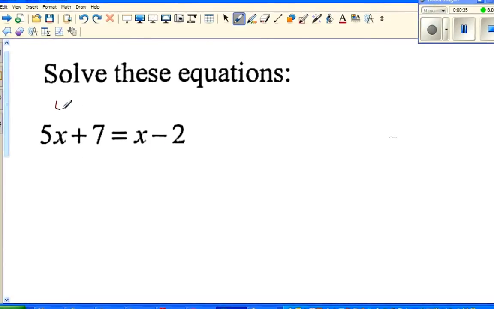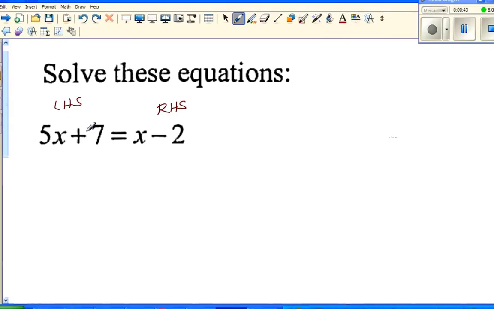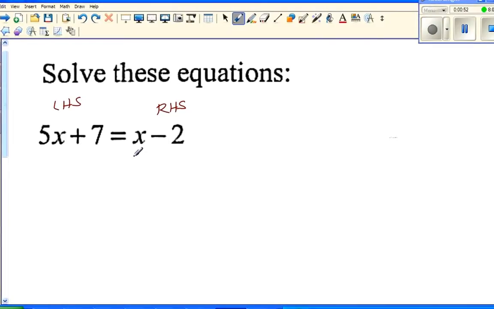So this is your left hand side, LHS, and this is your right hand side, RHS. So I can see x here. I want to get rid of this x. So how can I get rid of this plus x? I want to take away x from this side. So you take away x from this side.